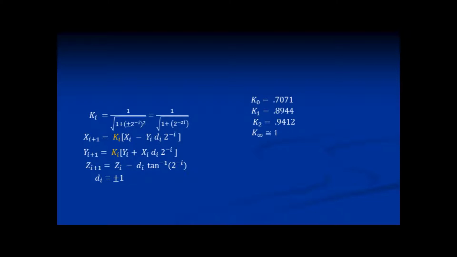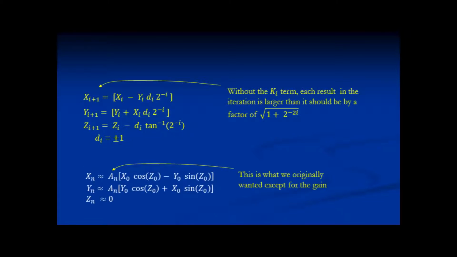Since we have a limited number of iterations, the k sub i term can be pulled out of the equations and a final multiplication done at the end instead of during each iteration. Because the k sub i are always the same, no matter what the angle we started with in this iterative process. By doing this, we get to our final set of iterative equations we'll use to make the CORDIC function.